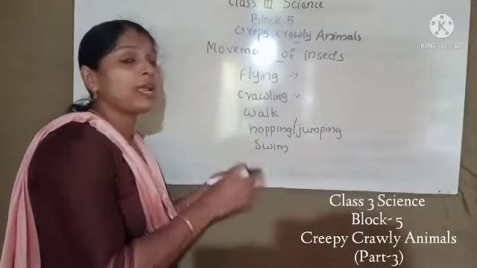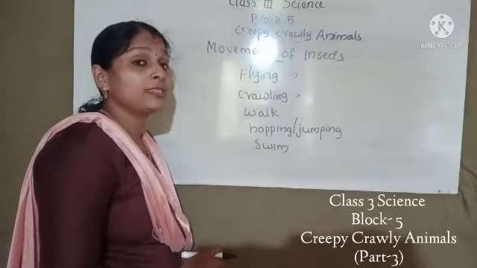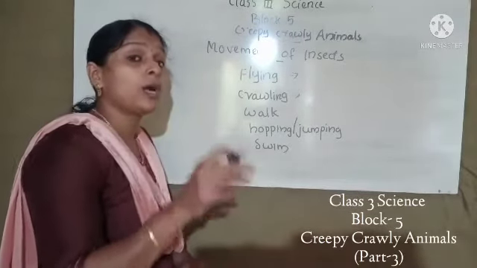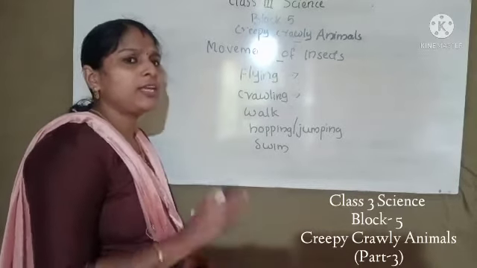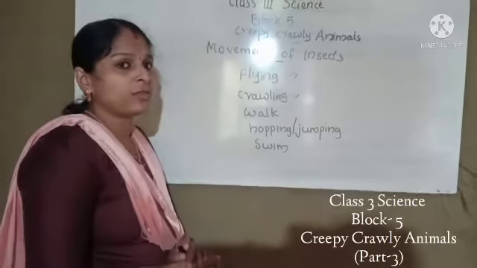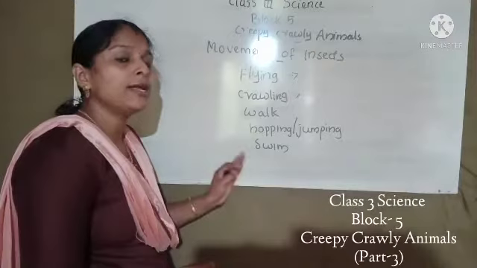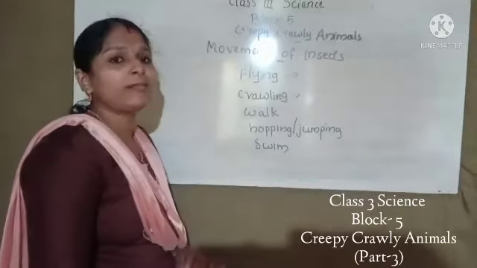So how do the grasshopper and cricket hop or jump in the garden? They have two back legs that are longer than their other legs. It helps them to hop or jump. So these are the movements of insects: flying, crawling, walking, hopping or jumping, and swimming.